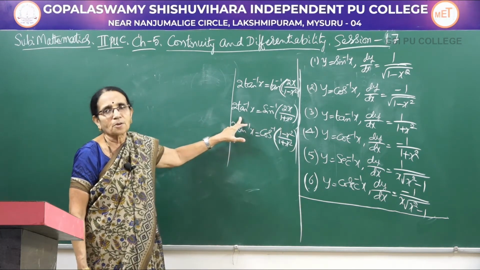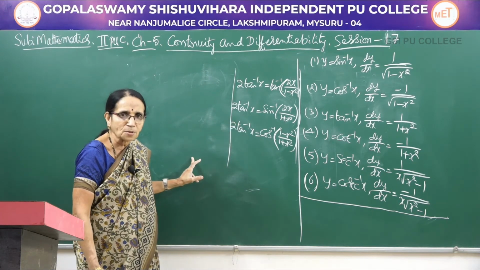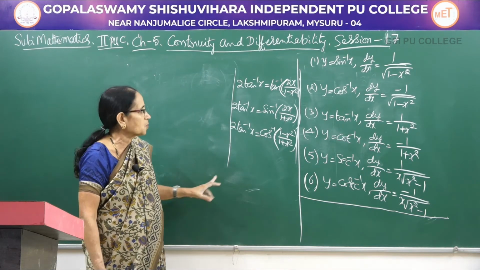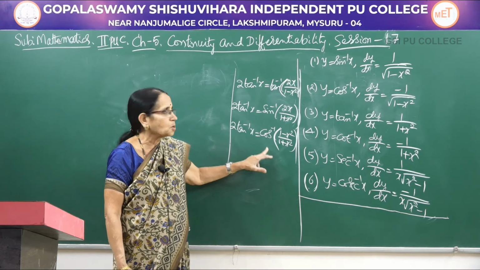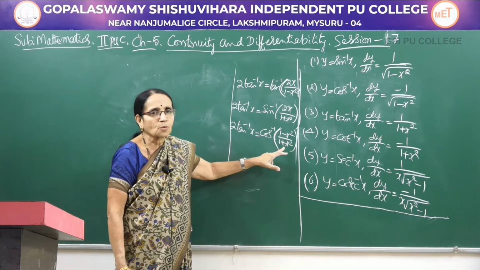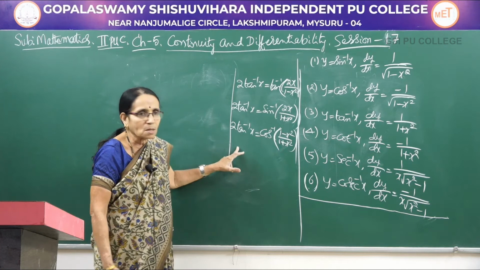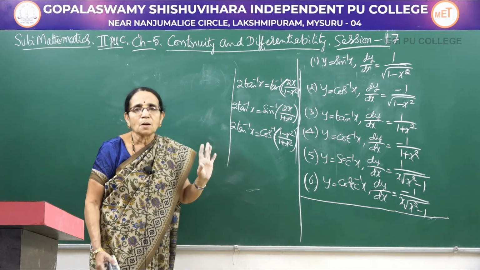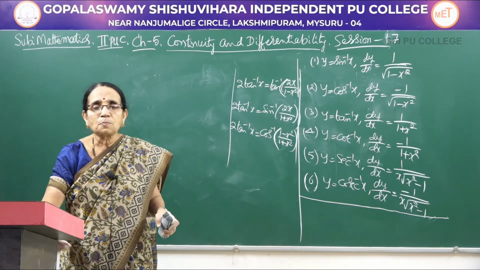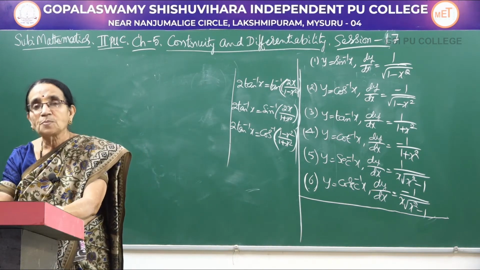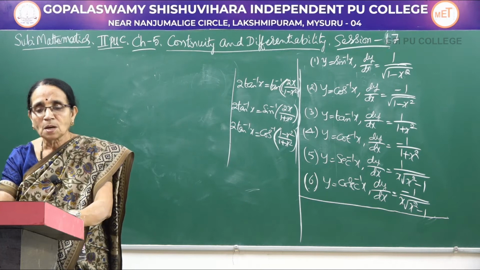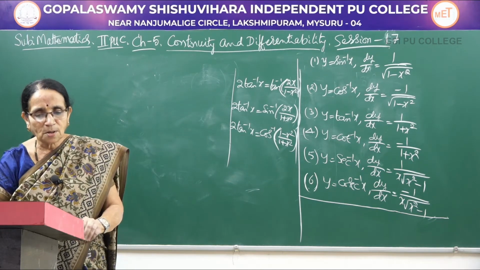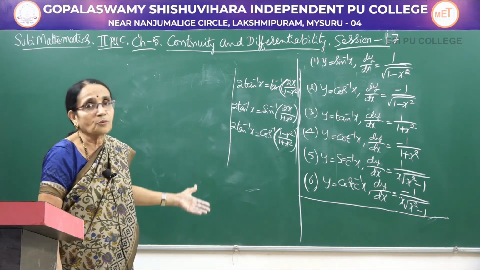Then also you can write it as 2 tan inverse x. The answer would be same, 2 divided by 1 plus x square. Suppose I had given y is equal to cos inverse of (1 minus x square) over (1 plus x square). Then also it would be equal to 2 tan inverse x. Hence the result would be 2 divided by 1 plus x square, because all of them are equal to the same term. So the 2 tan inverse x can be written in 3 different ways.